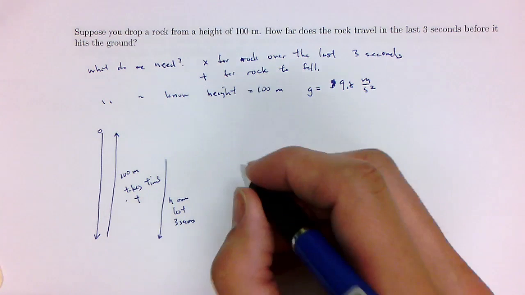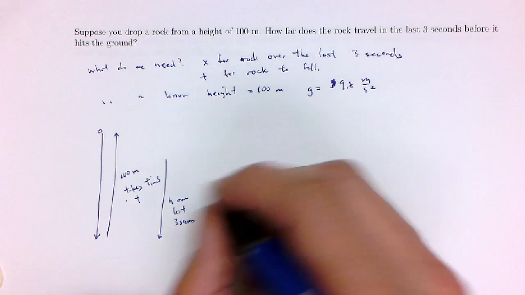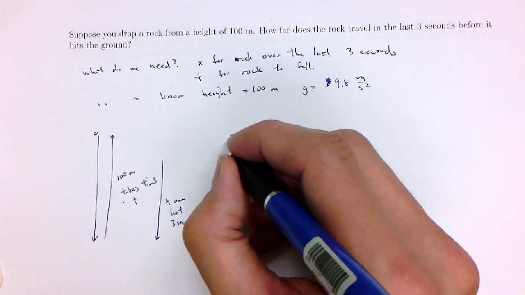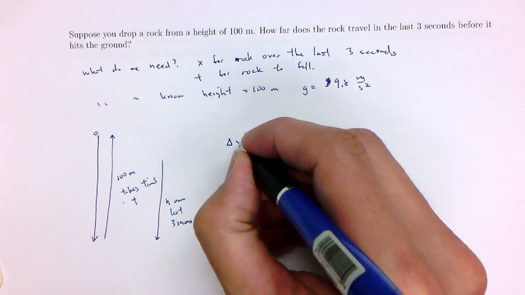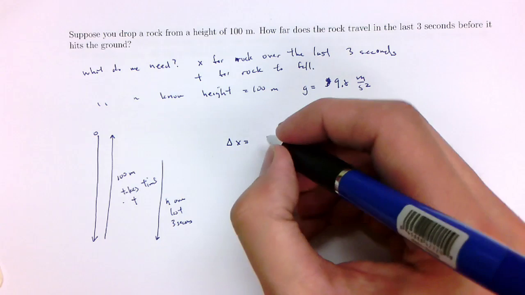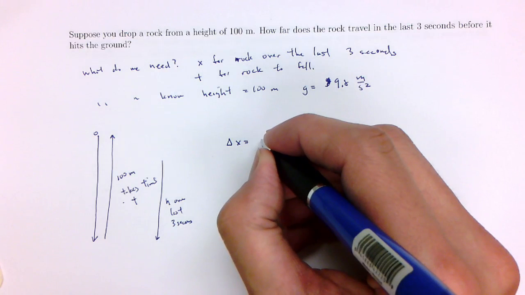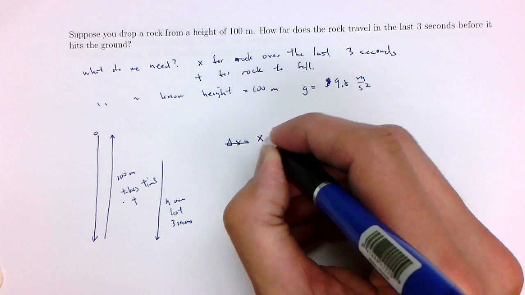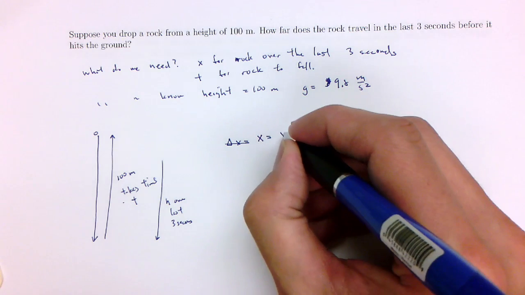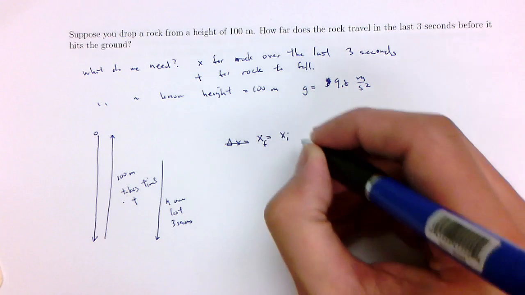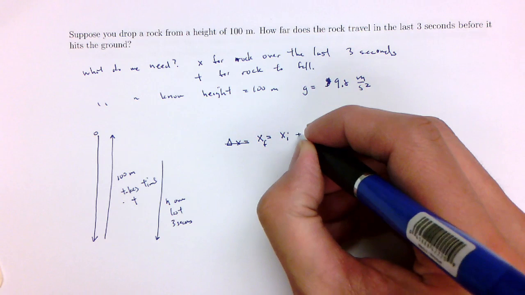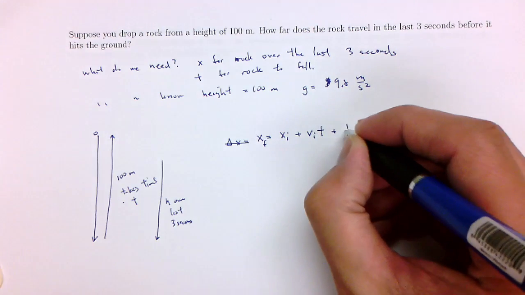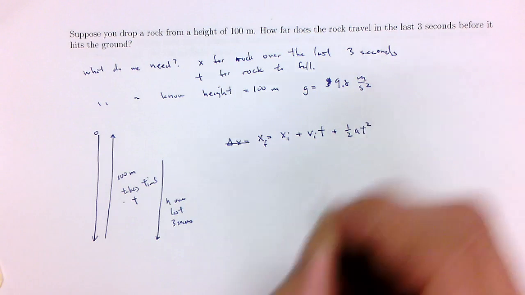Okay, so let's try to solve. Let's solve for the time first. So remember that in this case, well, okay, let's write it down. x final is equal to x initial plus v initial times t, plus 1/2 a t squared.